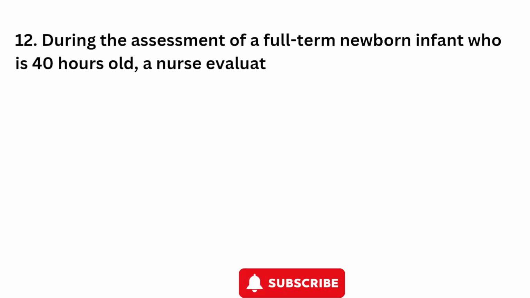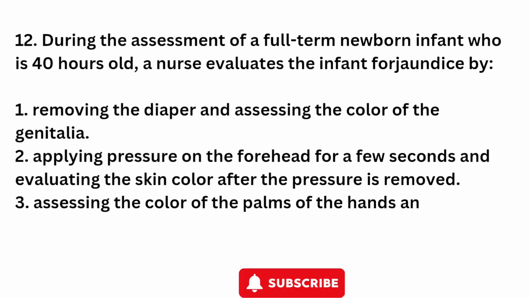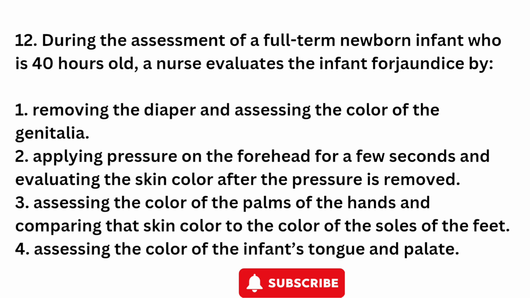During the assessment of a full-term newborn infant who is 40 hours old, a nurse evaluates the infant for jaundice by 1. Removing the diaper and assessing the color of the genitalia. 2. Applying pressure on the forehead for a few seconds and evaluating the skin color after the pressure is removed. 3. Assessing the color of the palms of the hands and comparing that skin color to the color of the soles of the feet.